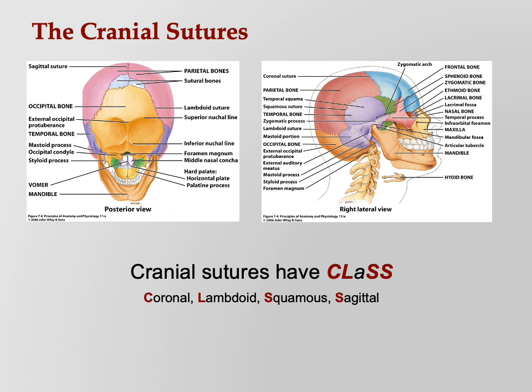Then you can see on the view on the right the coronal suture. That's where the parietal bone comes together with the frontal bone. You can also see the squamous suture there. That's where the temporal bone connects to the other bones. And the sagittal suture we can sort of see on the left there on the top. Sagittal suture splits your head into left and right sides.